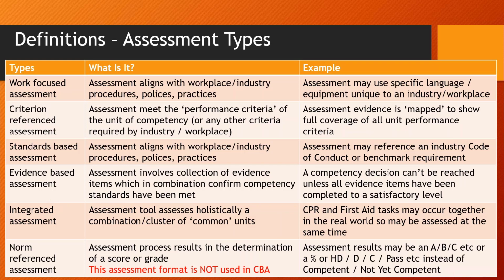So you don't have different levels of, well, you met the standard better than somebody else. It's really just, here's the standard, did you meet it, yes or no? So that's what we call criterion referenced assessment. That's the second one on the list here. And that's really just saying that your assessment evidence has been mapped or confirmed to show full coverage of all the unit performance criteria, along with the standards-based assessment, which is the one beneath that, which talks about making sure that you've met whatever the industry benchmark is as well.